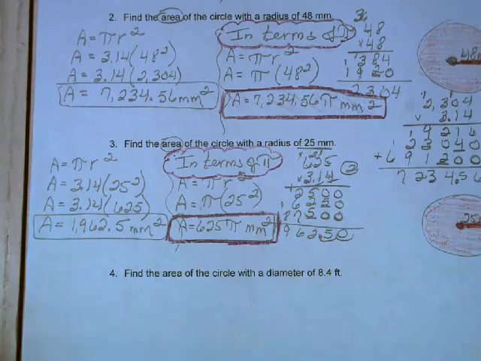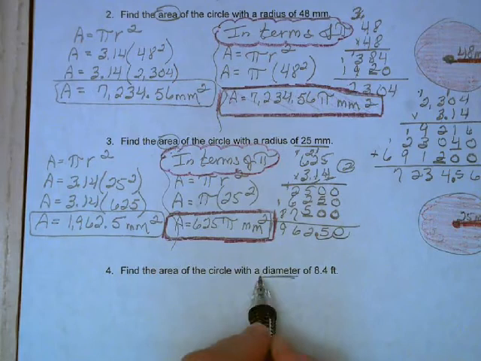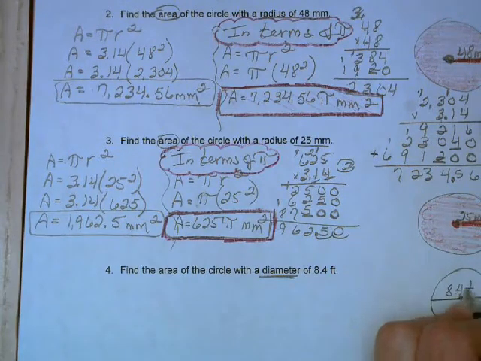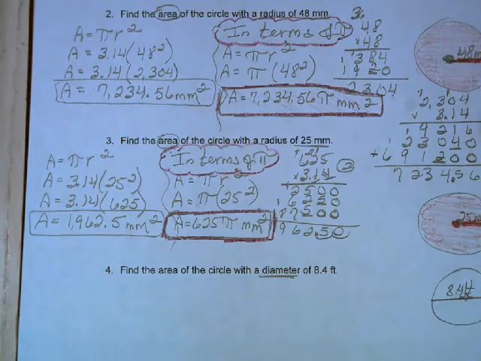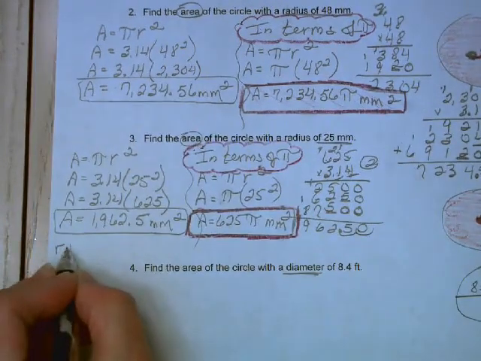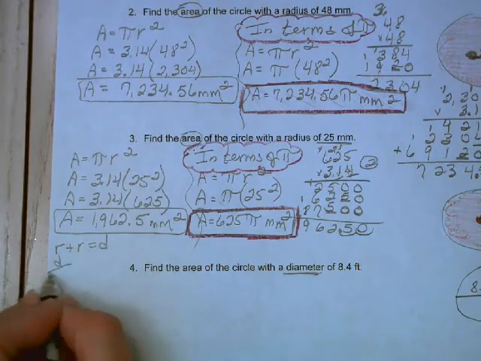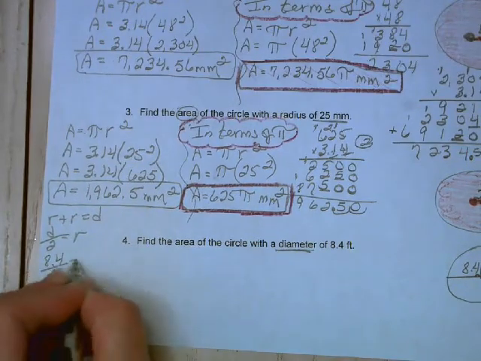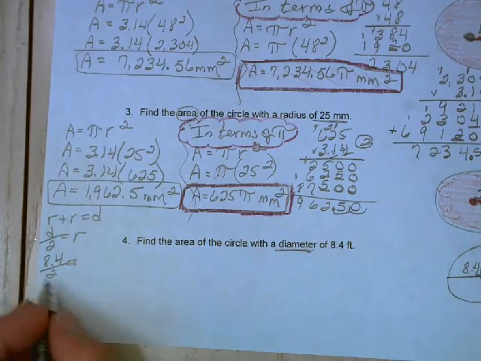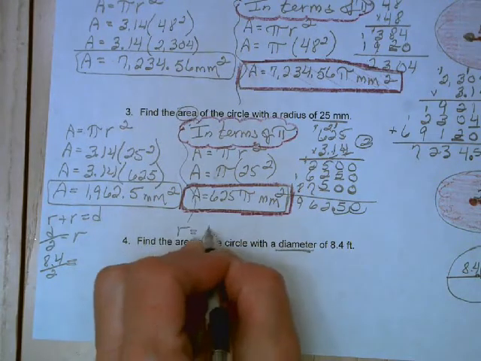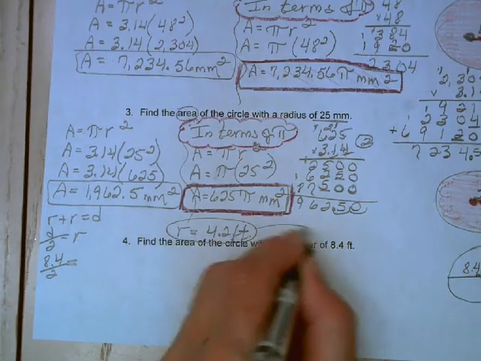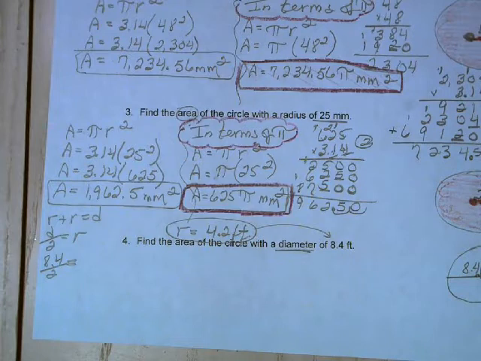All right, so I'm working with a diameter. This is our first example with a diameter. So I'm going to draw my picture, draw the diameter, and it's 8.4 feet. And if I remember from circumference, it was radius plus radius equals diameter, or diameter divided by 2 equals a radius. So 8.4 divided by 2. My radius ends up being 4.2 feet. So I will be using 4.2 feet.